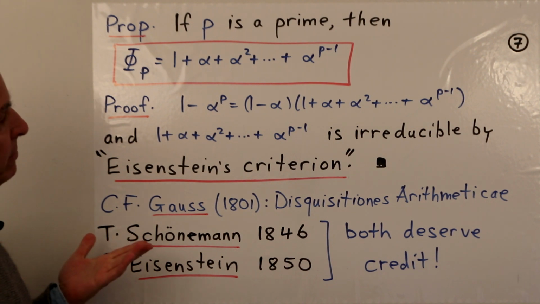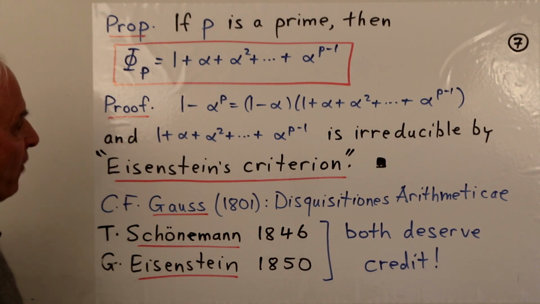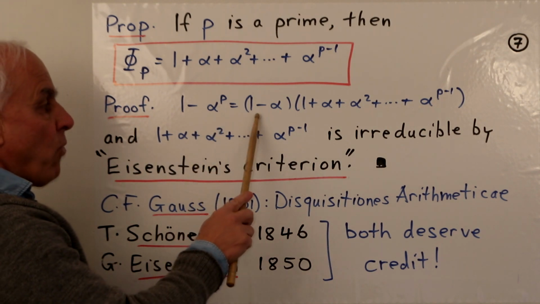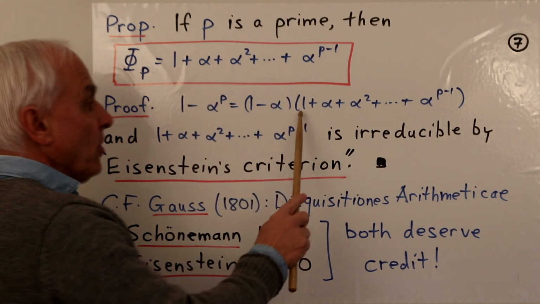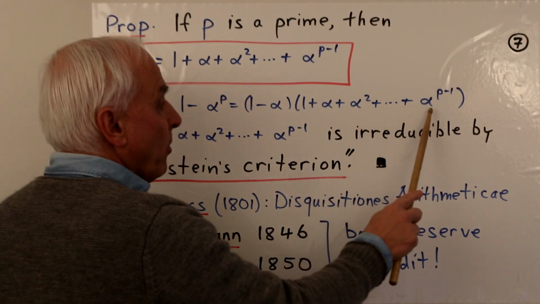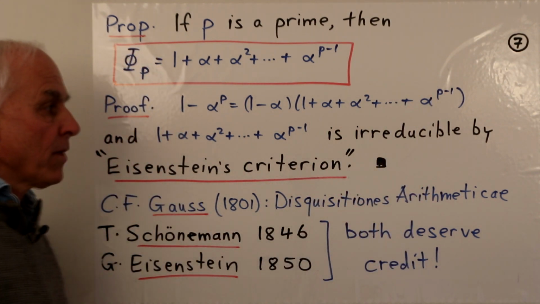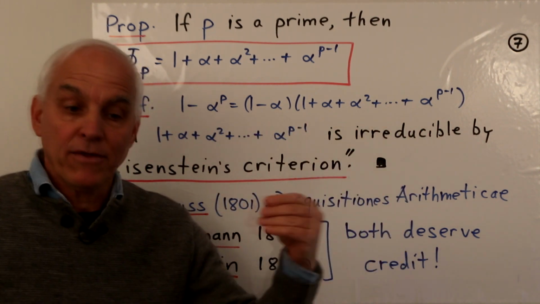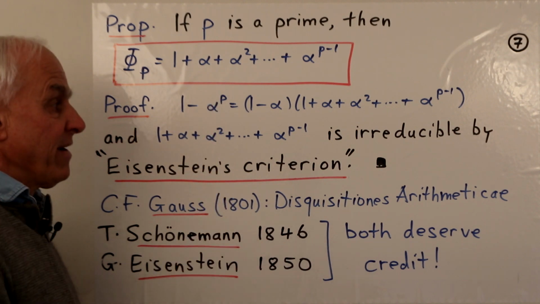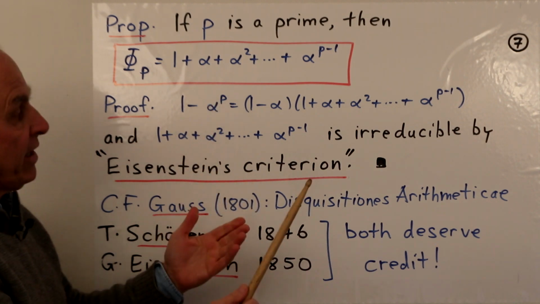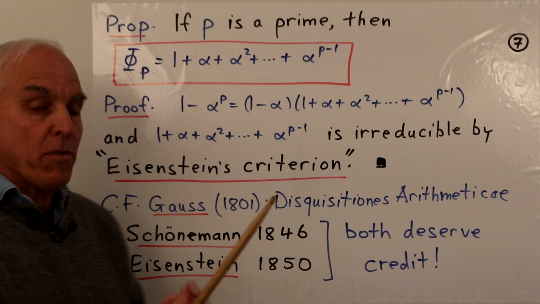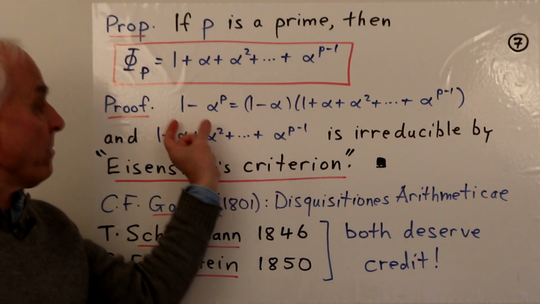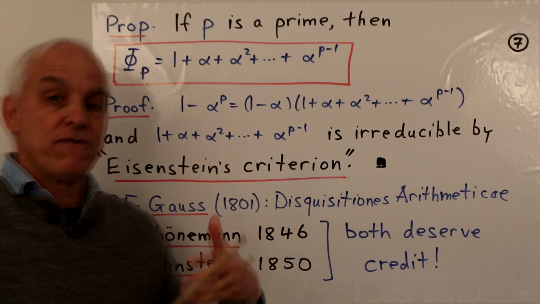Okay, how do we prove that? Well, first of all, this factorization is pretty clear. 1 minus alpha to the p equals 1 minus alpha times this factor, 1 plus alpha squared all the way up to alpha to the p minus 1. In fact, this factorization doesn't depend on p being a prime. This works for any natural number n. It's really another way of writing the formula for a geometric series. This is a geometric series, and if you divide by 1 minus alpha, then you get the familiar formula for the geometric series.